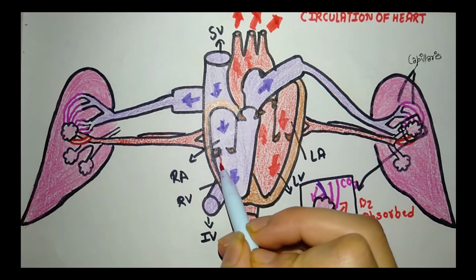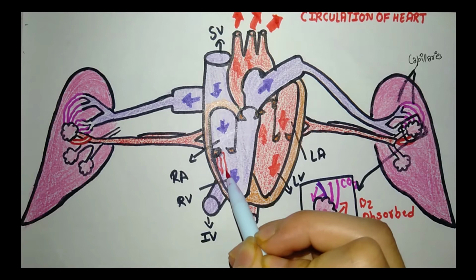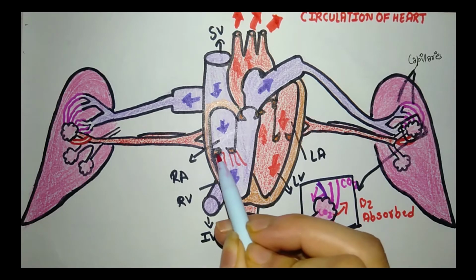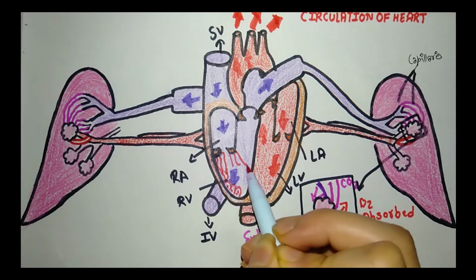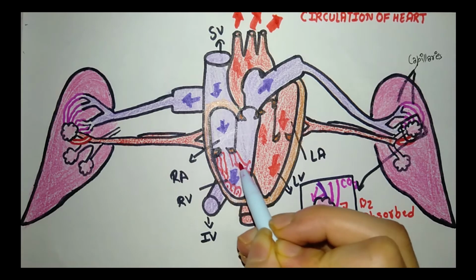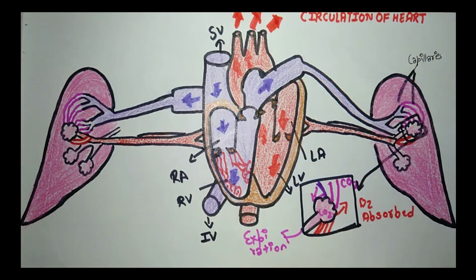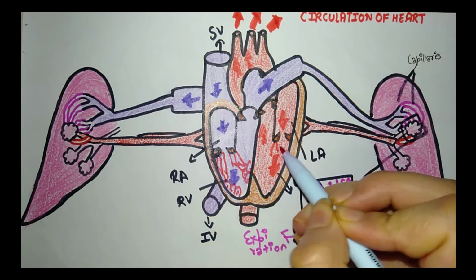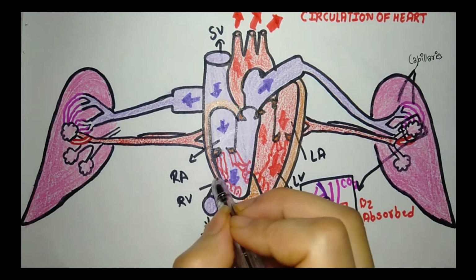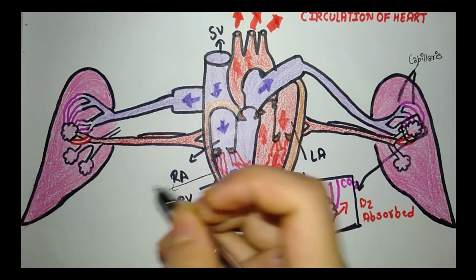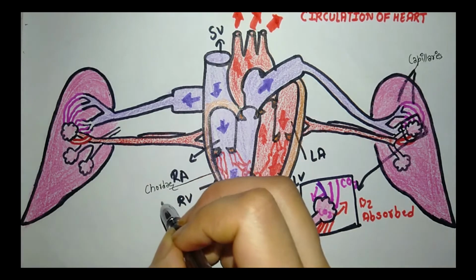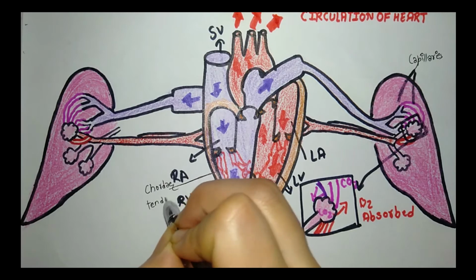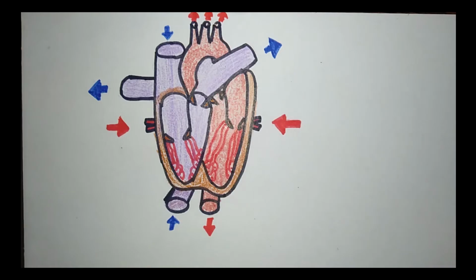These are the tendinous cords present here, whose one end is attached to the valve and the other end is attached to the papillary muscles. These are the papillary muscles here, and these tendinous cords are present in the atrioventricular valves. The name of this part is chorda tendineae. So let's talk about the chorda tendineae here in the next picture.